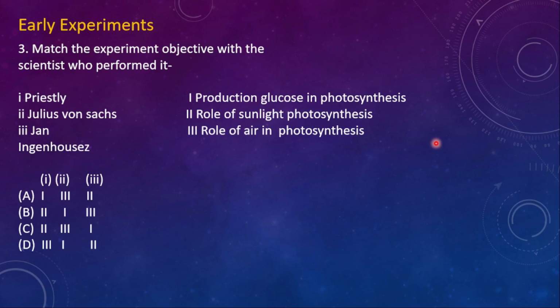The next one, question number 3. From now onwards, the early experiments portion is very important for your NEET syllabus, because you can often see questions from this portion. So just focus. Question number 3: match the experiment objective with the scientist who performed it. These are the scientist names given, and the experiments made by these scientists.